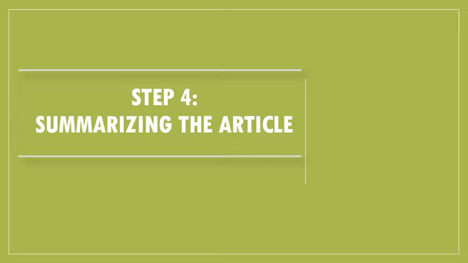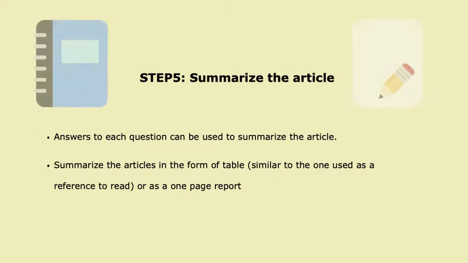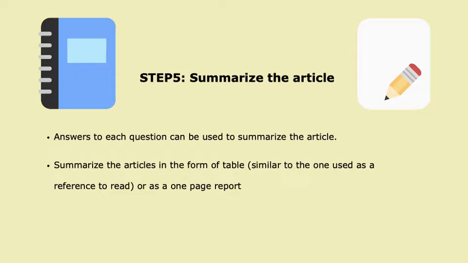Step 4. Summarizing the article. Now that you have read your literature and answered the key questions, those answers can be used to summarize the article. Summarize the articles using the handout we provided and write a one-page summary. This forms the basis of any class assignment.